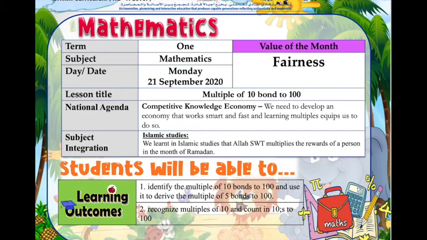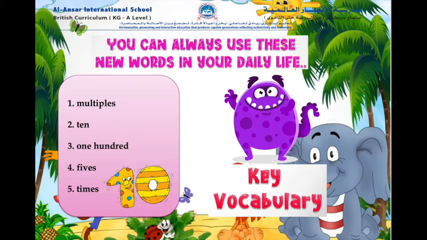Welcome to today's maths lesson. In this lesson, we are going to do multiple of 10 bonds to 100. At the end of this lesson, you will be able to identify multiple of 10 bonds to 100 and use it to derive the multiple of 5 bonds to 100. Recognize multiples of 10 and count in tens to 100. For this lesson, you will need the words multiples, 10, 100, fives, and times.